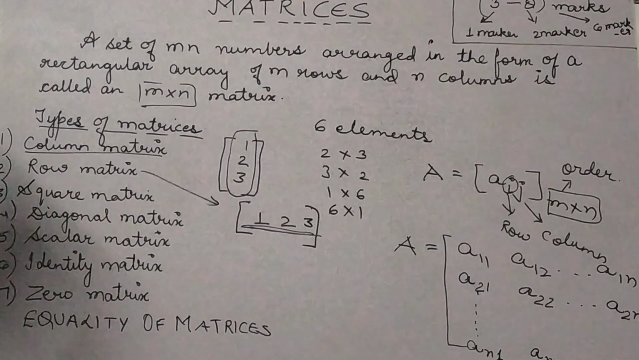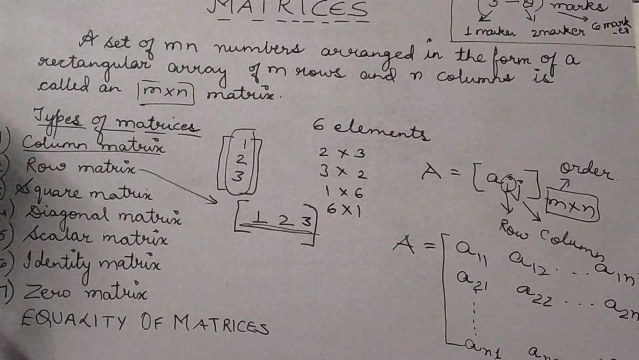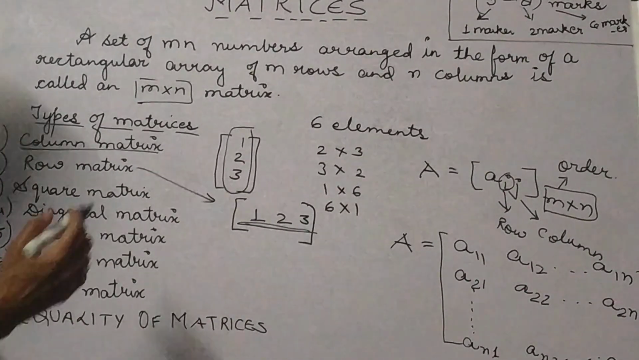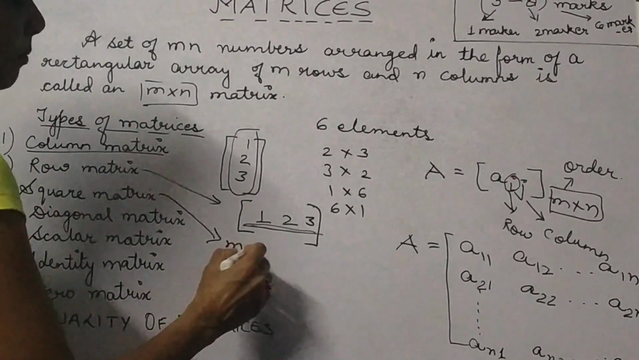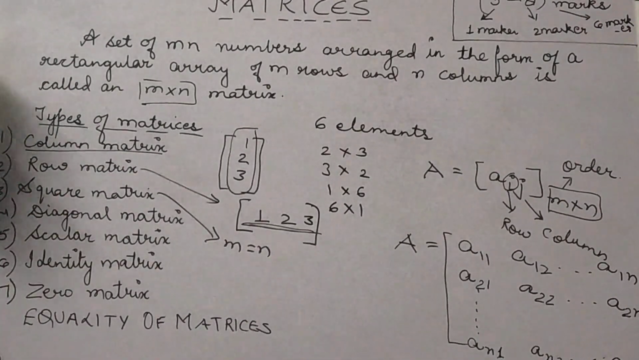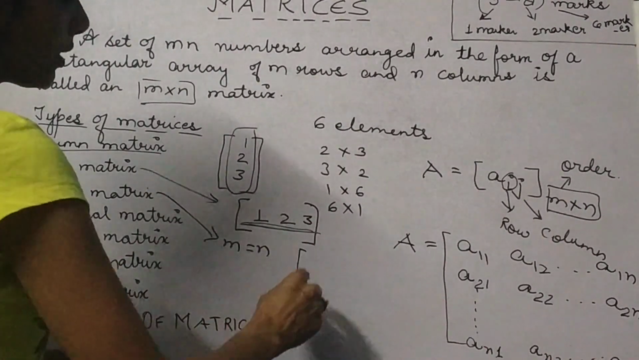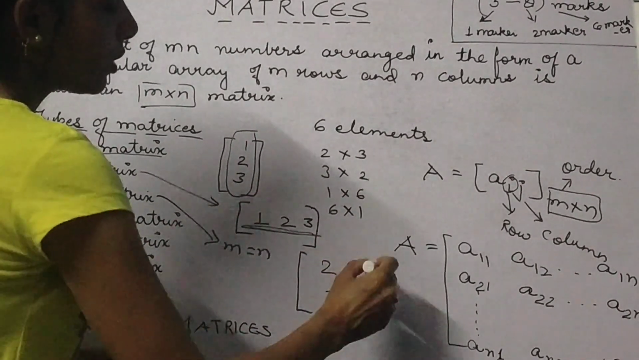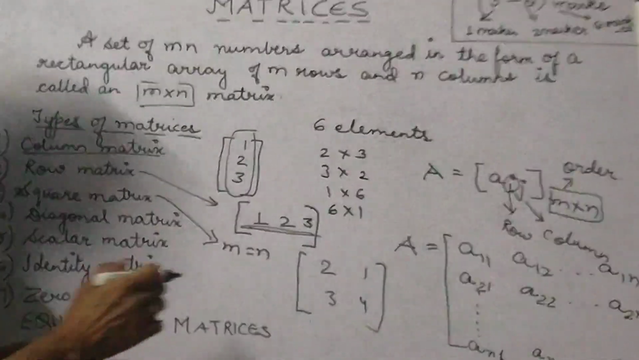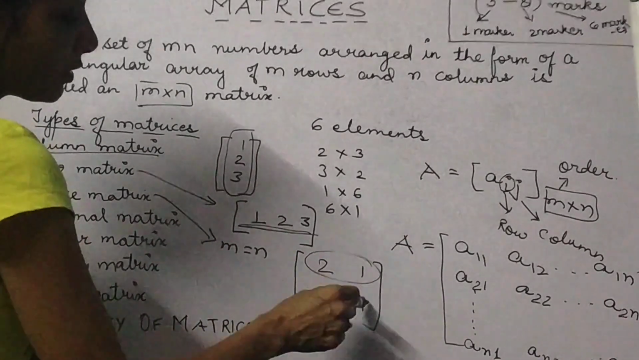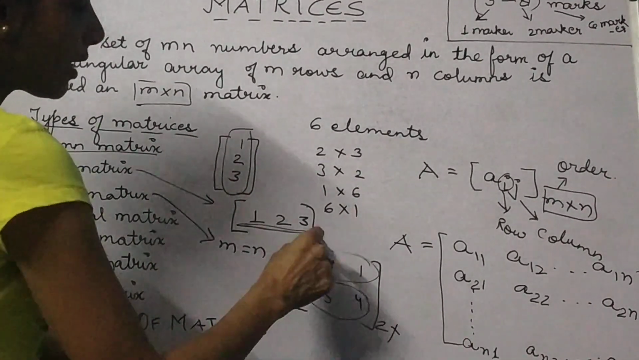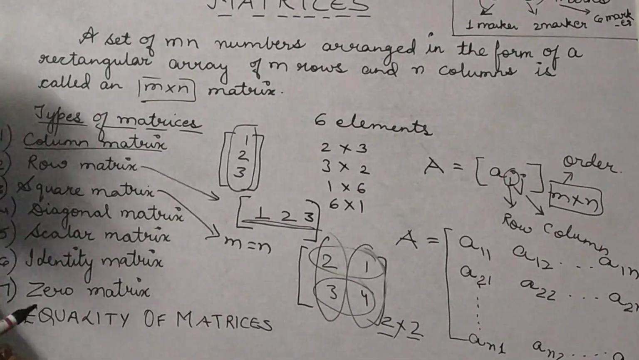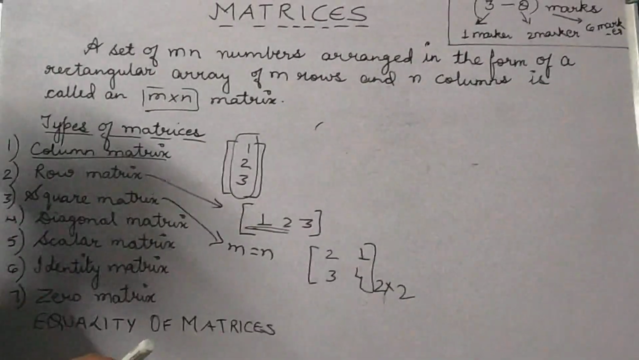Then we have the square matrix. In a square matrix, we have rows and columns equal in number. That means when m equal to n, then we can say it is a square matrix. For example, this is say 2, 1, 3, 4. So here we have 2 rows and 2 columns. So the order of the matrix is 2 into 2, which makes it a square matrix.